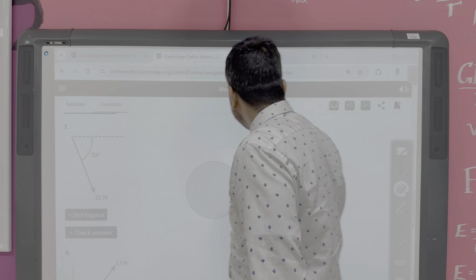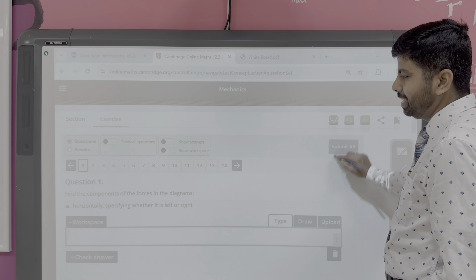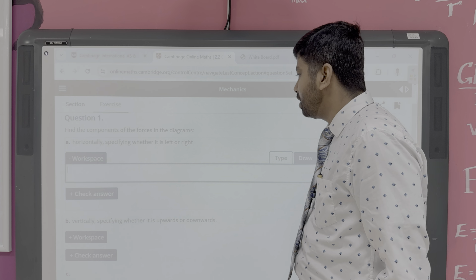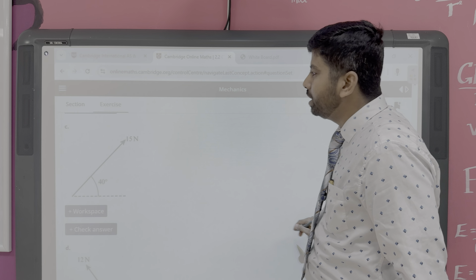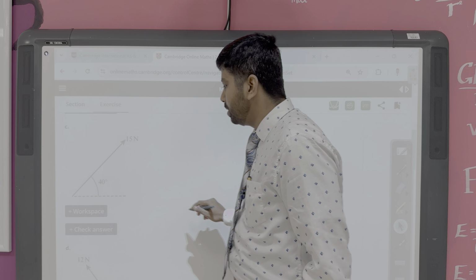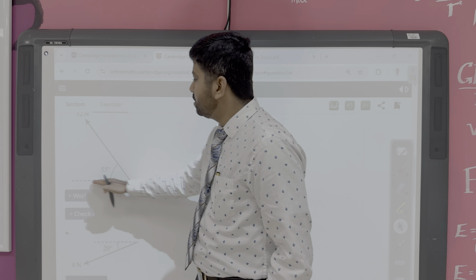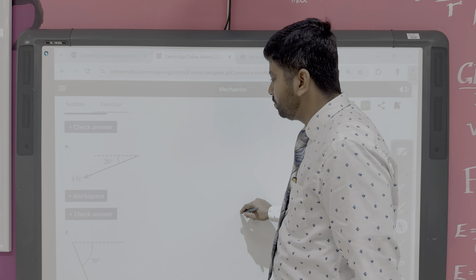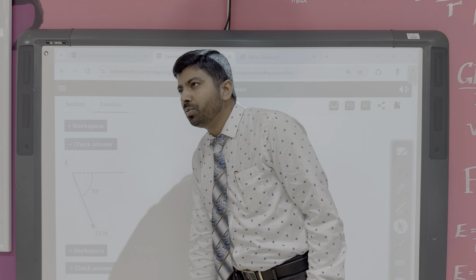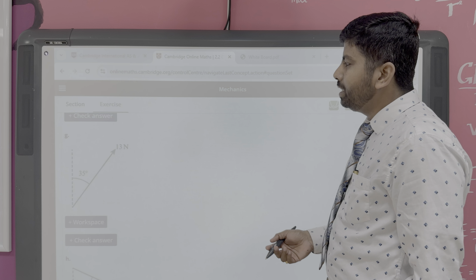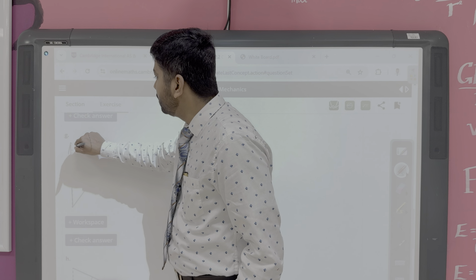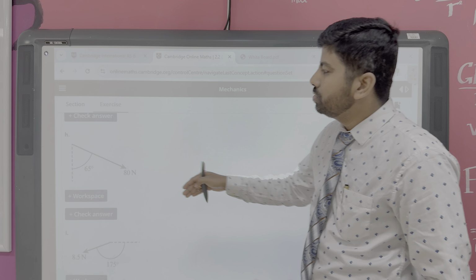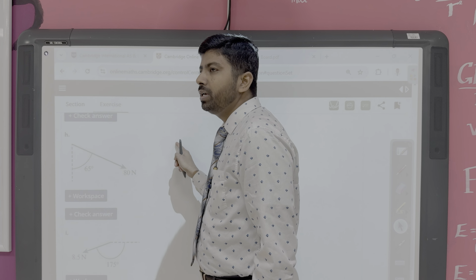Sometimes I forget. So it is telling that you specify if it is left, right, up or down, like that we have to indicate. So here this one is right and upward. Here this is left, upward, and here it is left, downward. Here it is right and downward. And here it is what? Cos will be upward and sine will be right. This one also you can do. Cos will be downward, sine will be right.